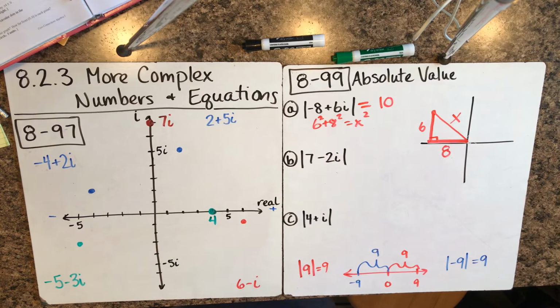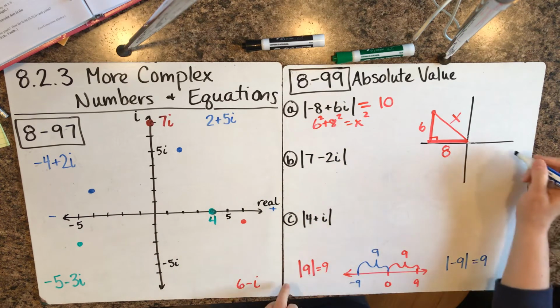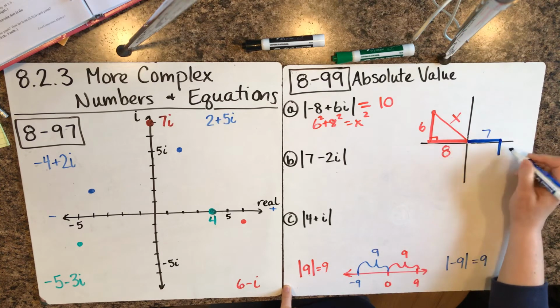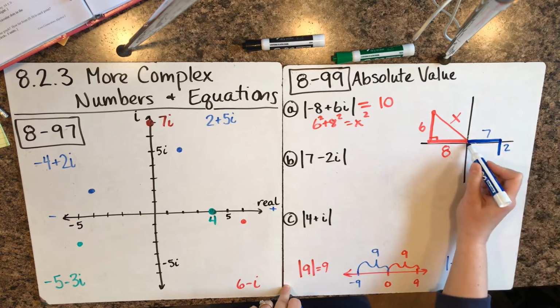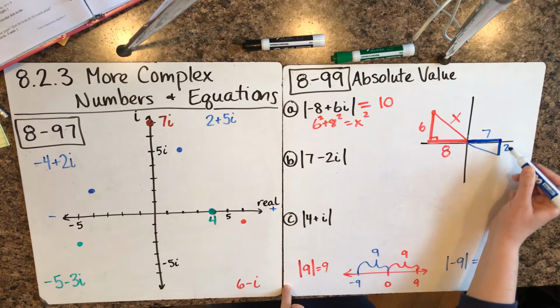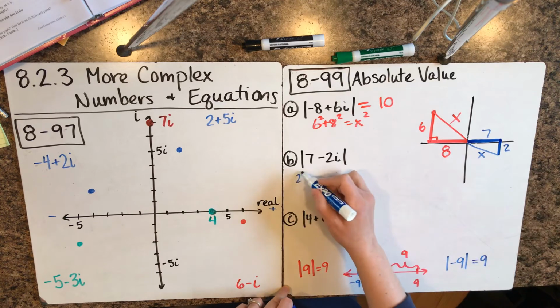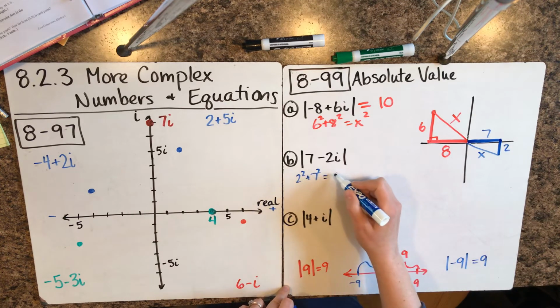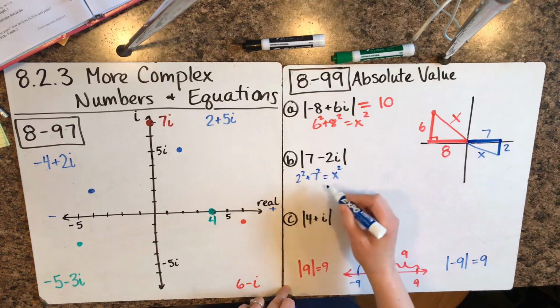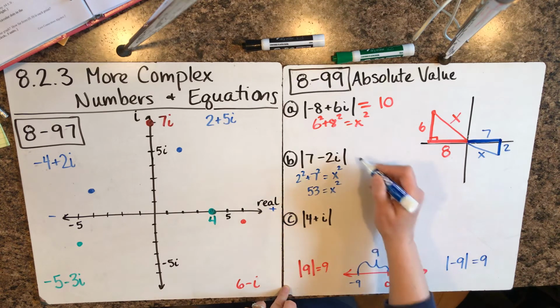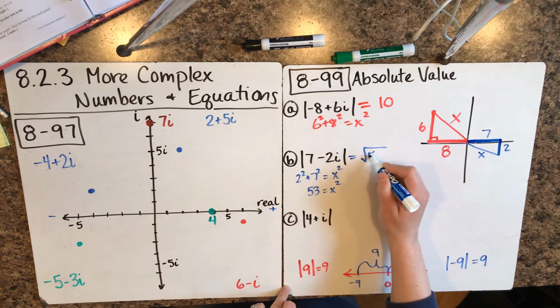Okay, 7 minus 2i, I go right 7, down 2, and again, because it's a distance thing, I don't even need to put that it's negative 2, I just am going a distance of 2. So 2 squared plus 7 squared equals blue x squared. That's 49 plus 4, that's 53. So it's exactly the square root of 53.